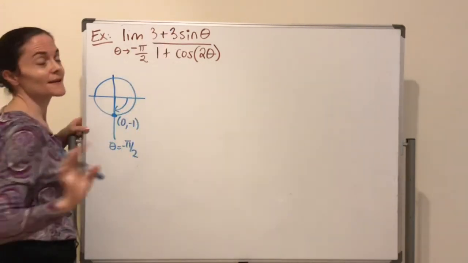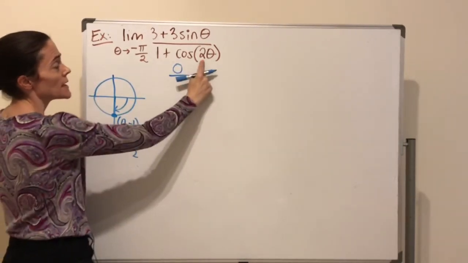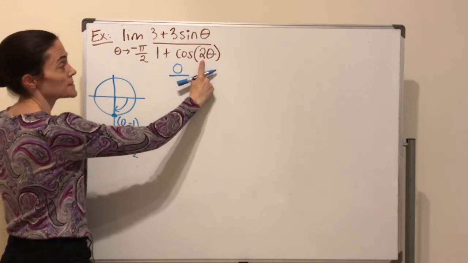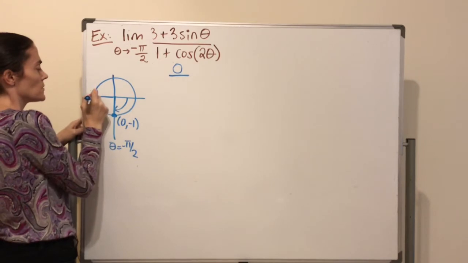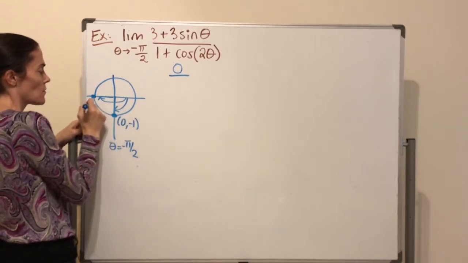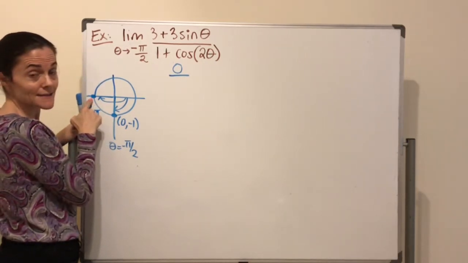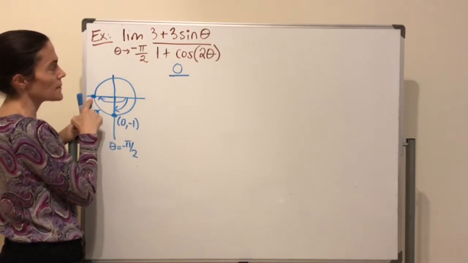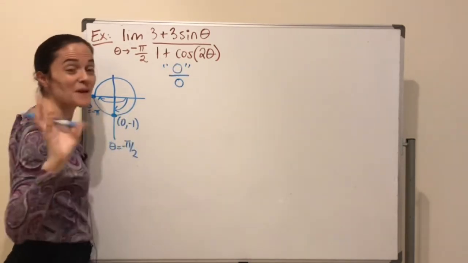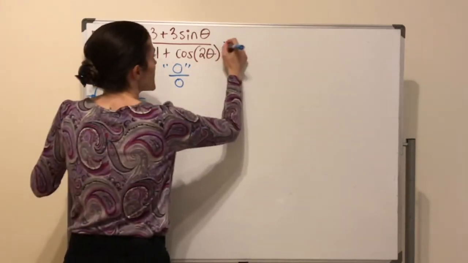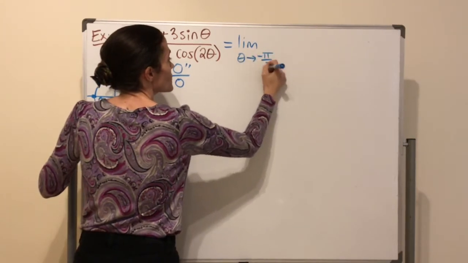The numerator is approaching 0. And the denominator is approaching, well, 2 times negative pi over 2 is negative pi. And here is where negative pi is, where the cosine is minus 1. Okay, so the denominator is approaching 1 minus 1, which is also 0. We may use L'Hopital. Okay, so this would be a limit as theta approaches negative pi over 2.